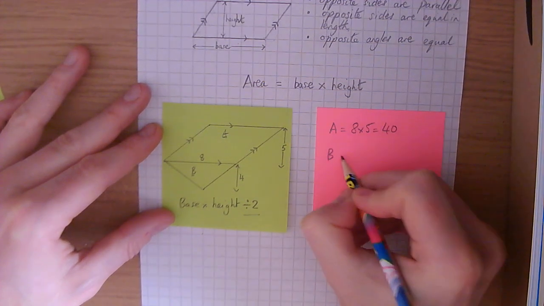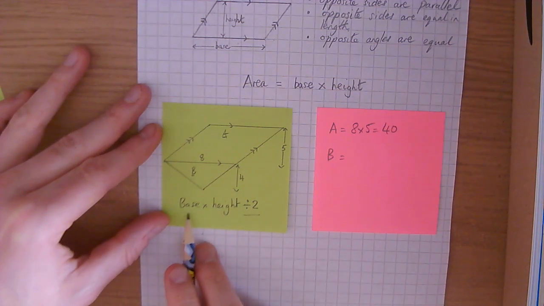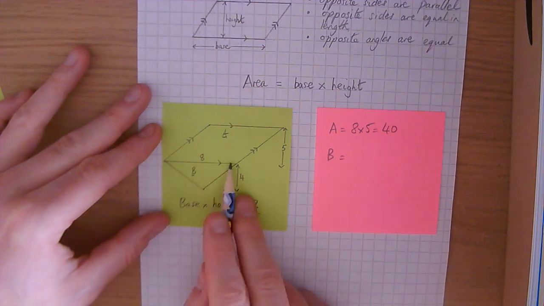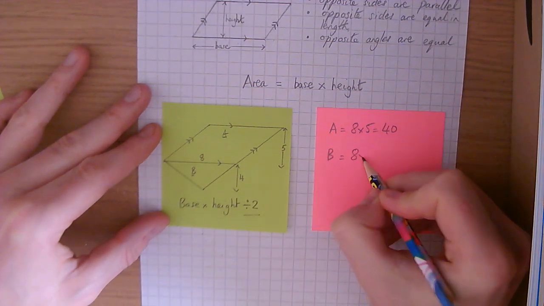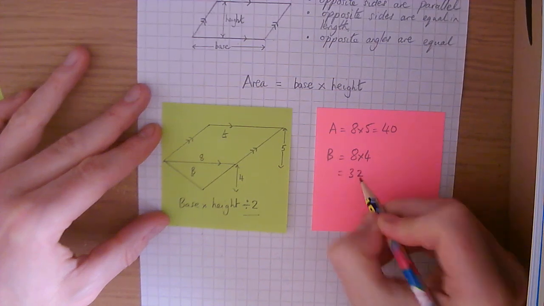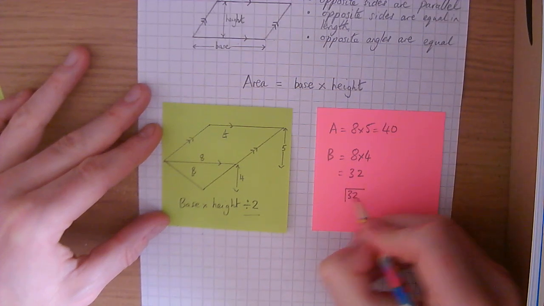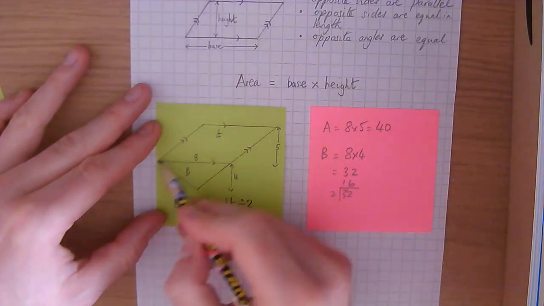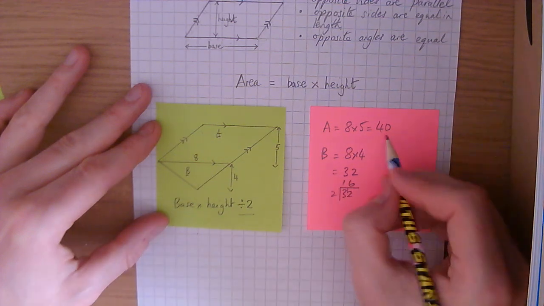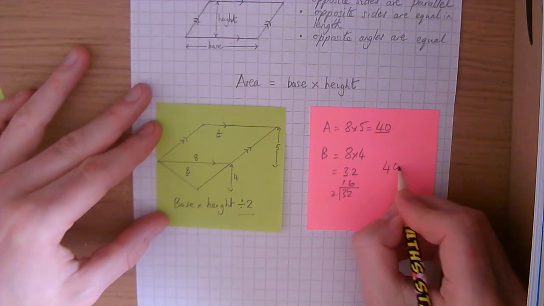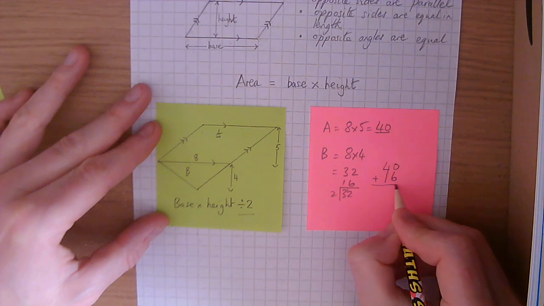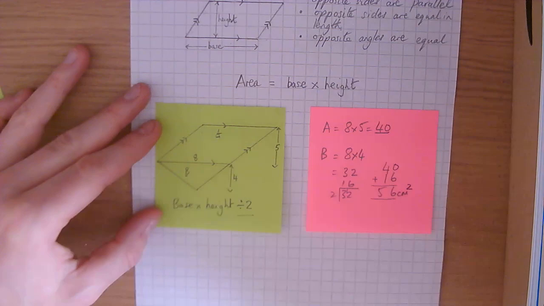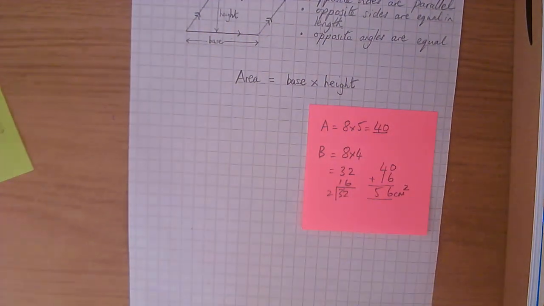and then B, I've just written the formula for the area of a triangle, which is base times height divided by 2. So the base is 8, the height is 4, 8 times 4 is 32, and remember to divide by 2, 16. And then what we need to do is, because we're working out the total area here, we're going to add the two answers together. 56 centimetres squared.